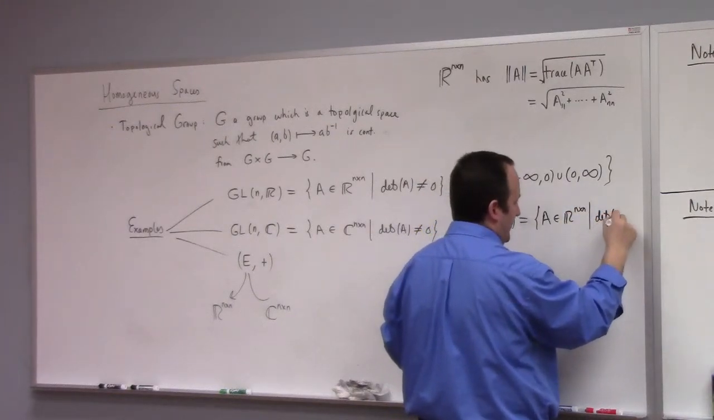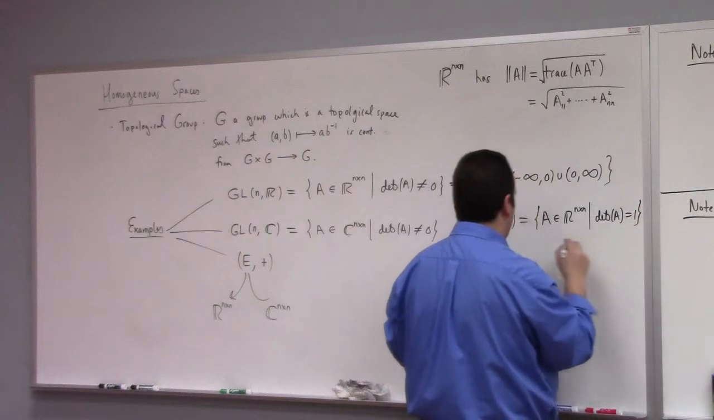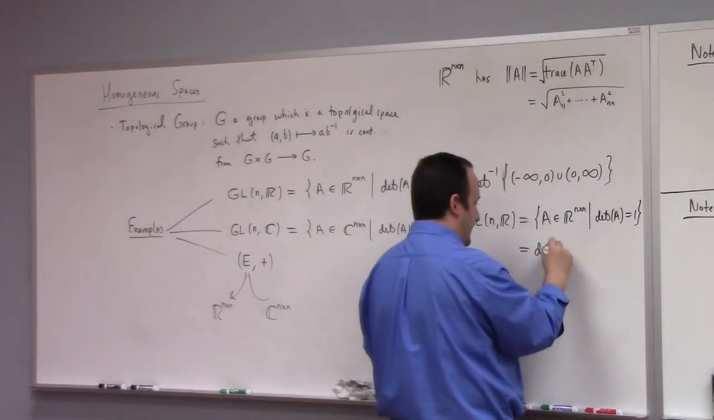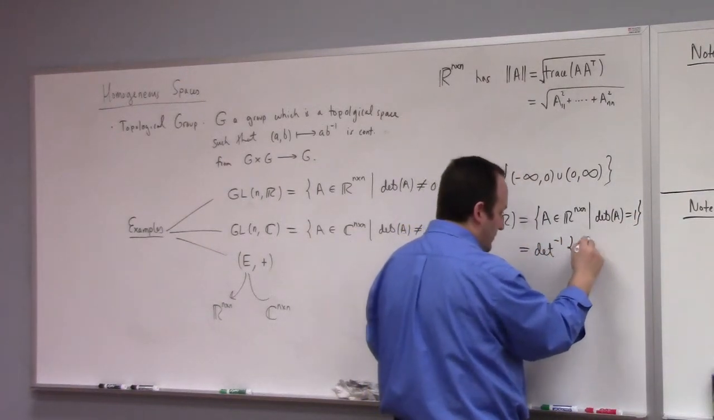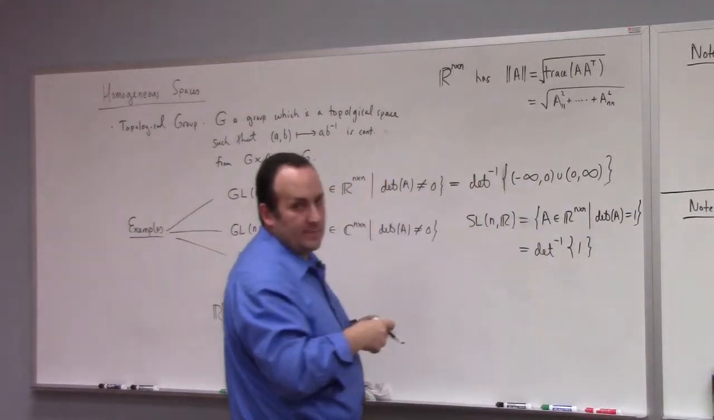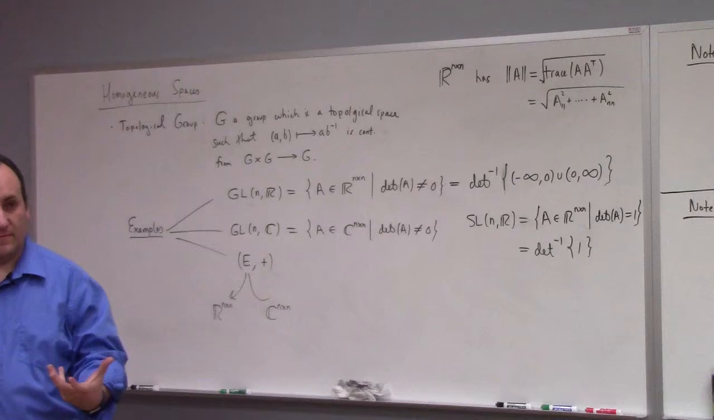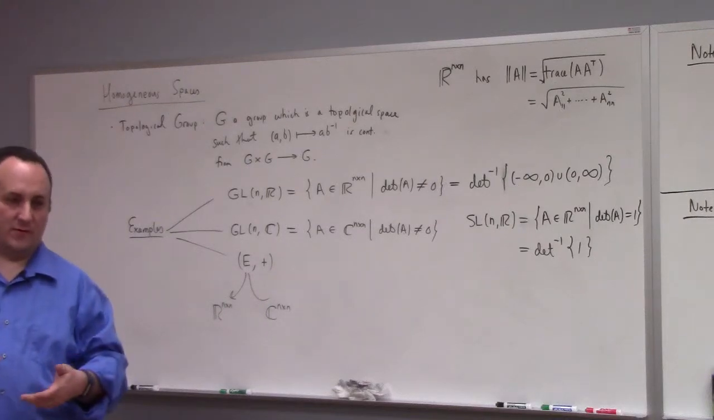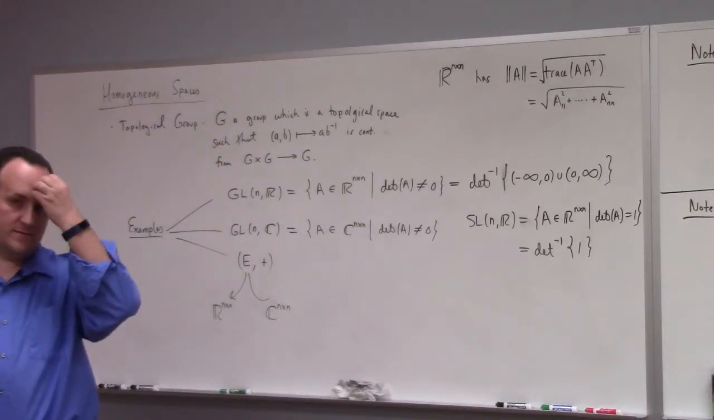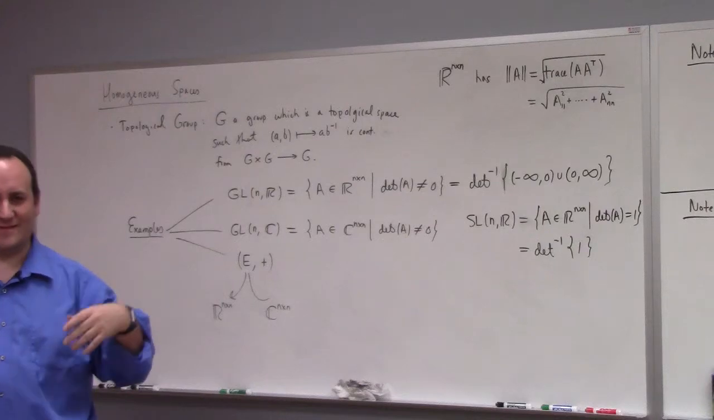Right, matrices with the determinant 1. In other words, this is the inverse image under the determinant of 1. We know that the determinant's a continuous map. I'm saying we know that. Maybe I should make you a homework problem with that. Maybe the next test should be take home, right?